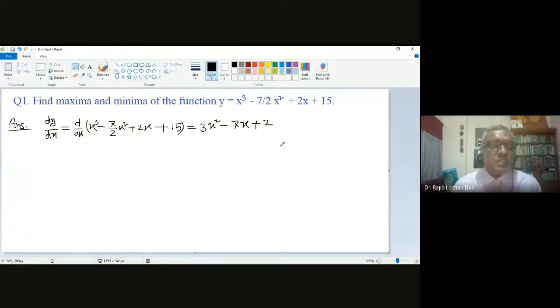Okay, so this is the first step we have done. This is step number 1. Okay, now we will continue. What is the second step? The second step is to find the x value from dy/dx equal to 0.